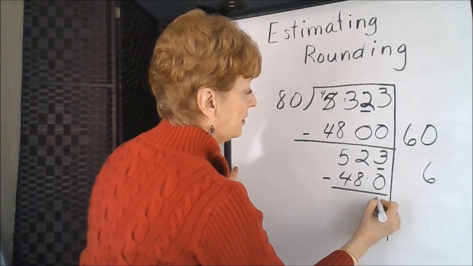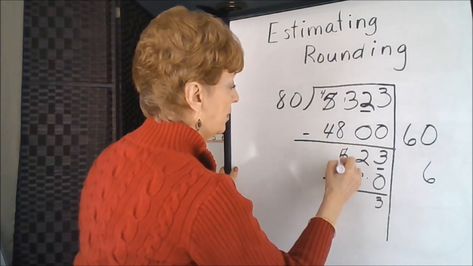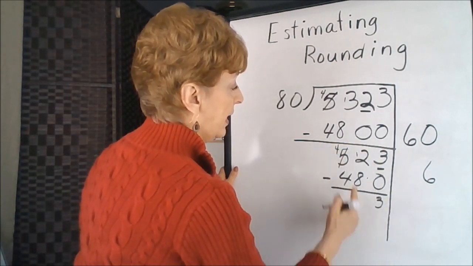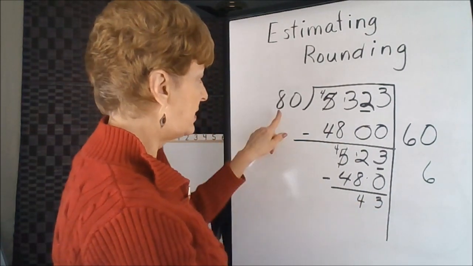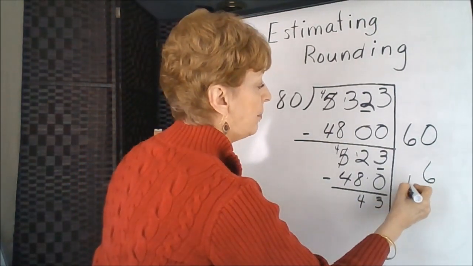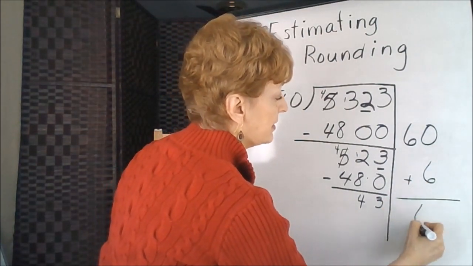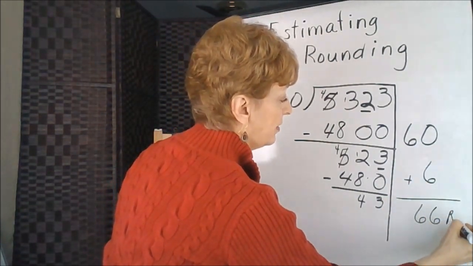Subtract again. 3, we need to borrow here. 12 take away 8 is 4. 43 is definitely smaller than 80. We can add up our partial quotients. That's 66, remainder 43.